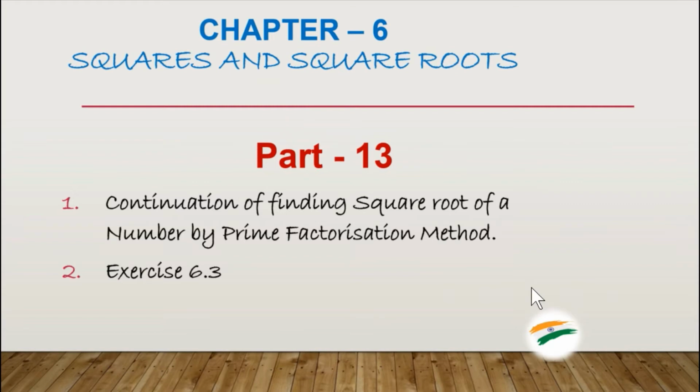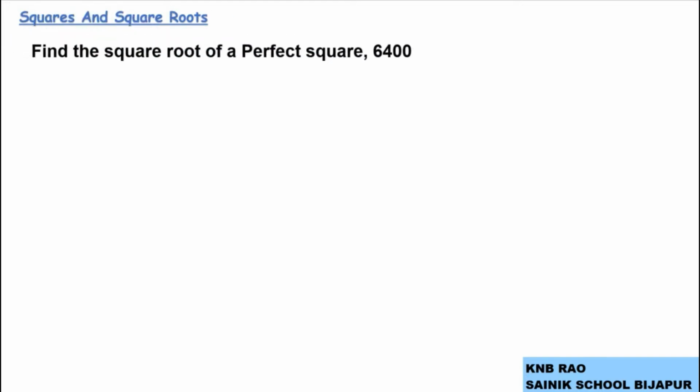This is part 13 of the chapter squares and square roots. In this part 13, we will continue finding square root of a number by prime factorization method. Apart from this, we will solve some questions of the exercise 6.3. Now, finding square root of a perfect square 6400, which I have given as homework in your previous session.